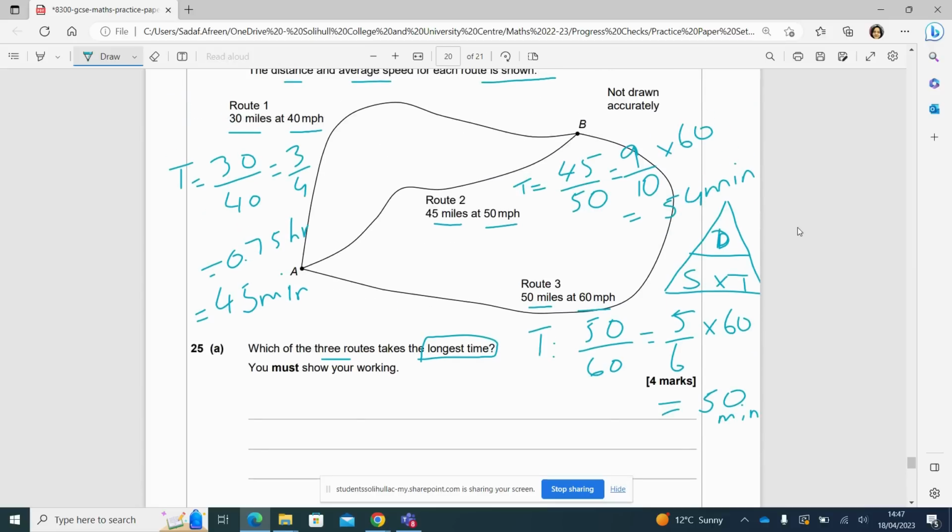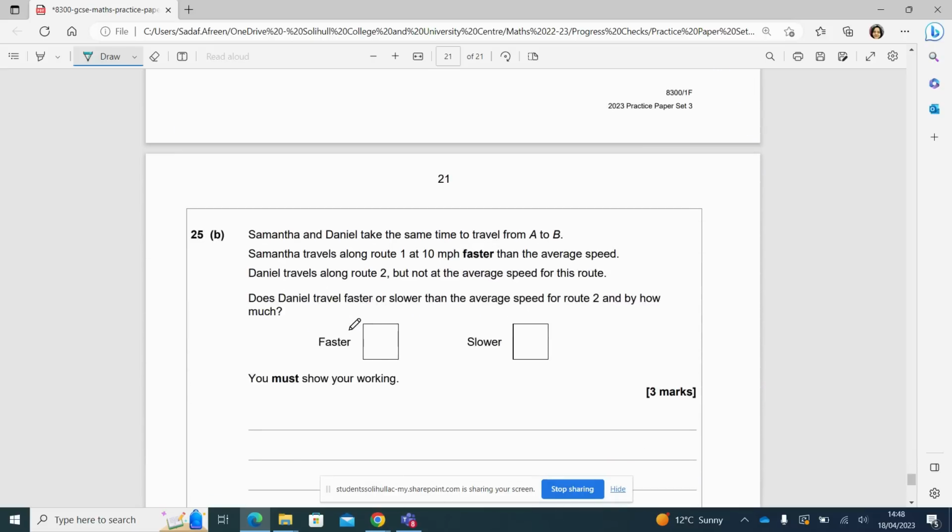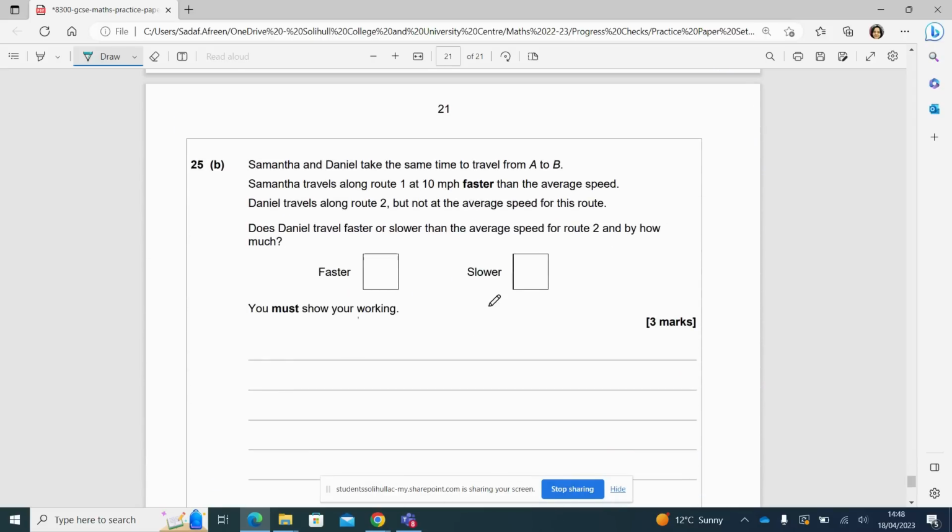Okay, so it says which of the three routes takes the longest time. Route 1 is taking 45 minutes, route 2 is taking 54 minutes, and route 3 takes 50 minutes. The longest time is route 2. So if they use route 2, that takes the longest time. Okay, question number 25. Next question is 25B.